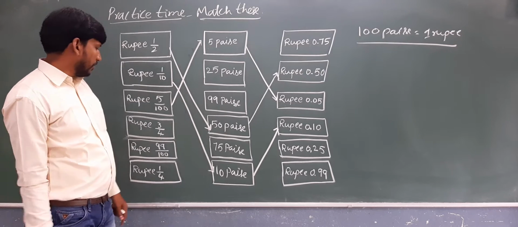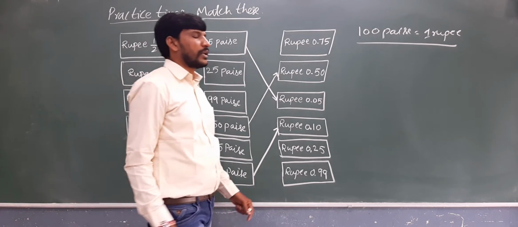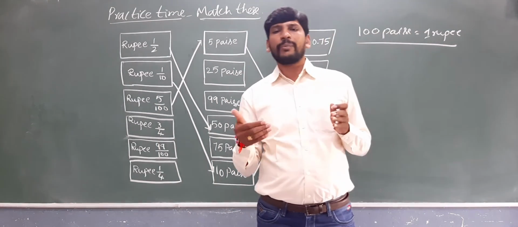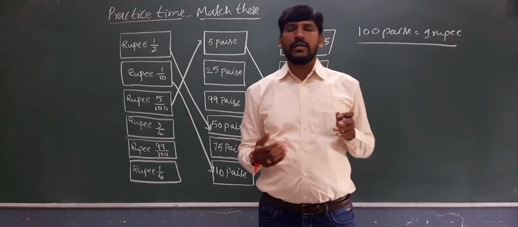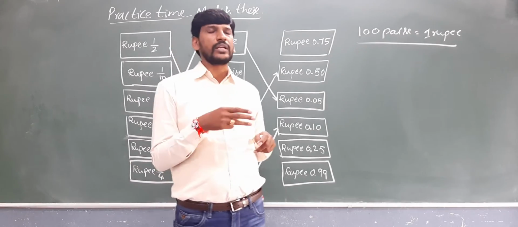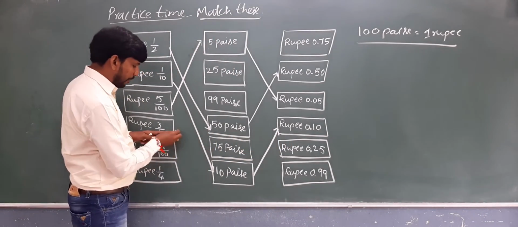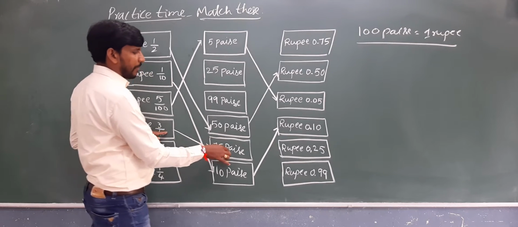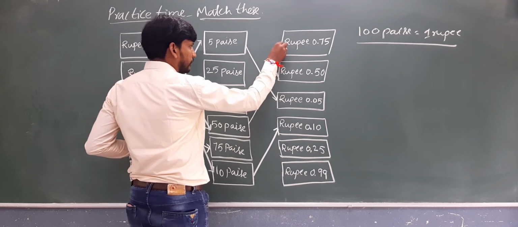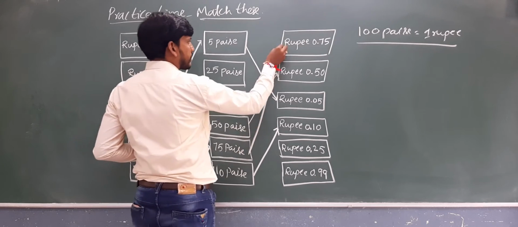Please listen carefully. Rupee 3 by 4. 3 by 4 is nothing but, see, 1 rupee we can divide into 4 equal parts. That is 25 paise, 25 paise, 25 paise, 25 paise. 25 paise into 4 equals 1 rupee. That is, 3 by 4 is 3 parts out of 4 that we are going to take. So this is nothing but 75 paise. Okay, 75 paise is nothing but how much? 0.75 rupee. Okay. This I am going to join like this.